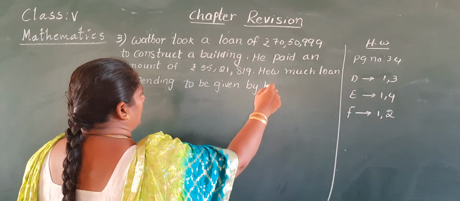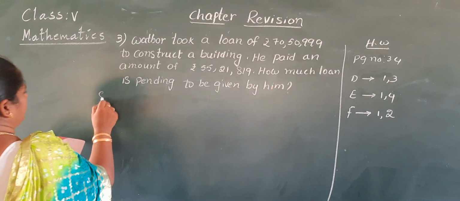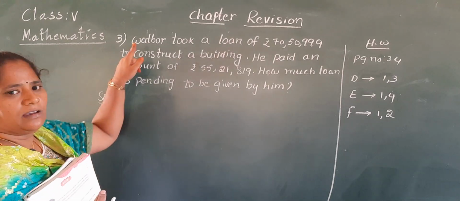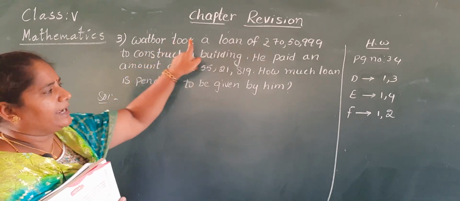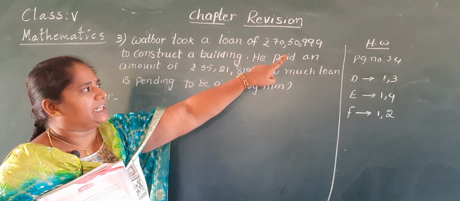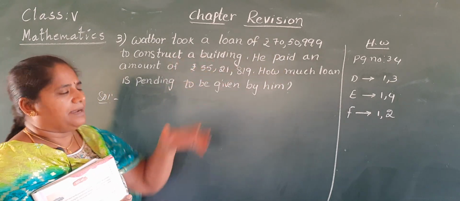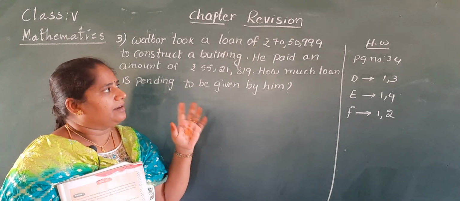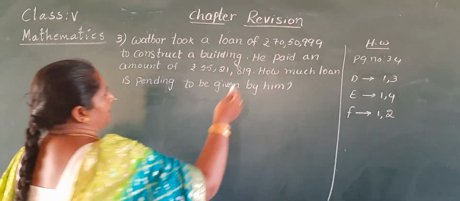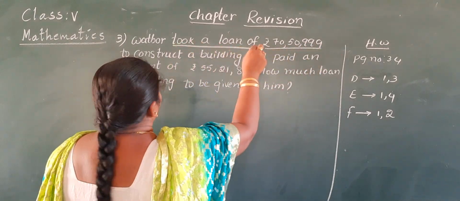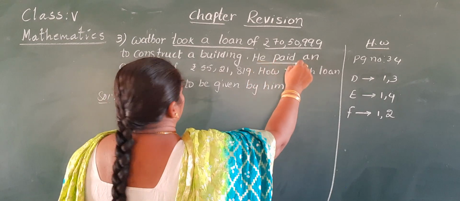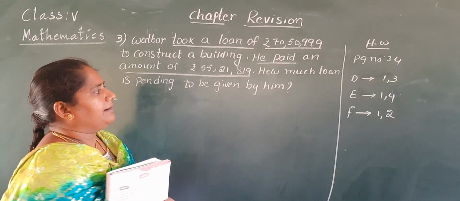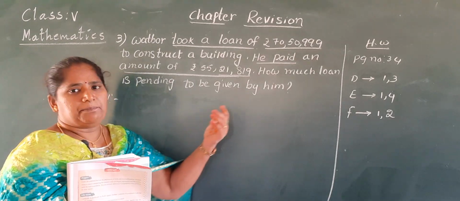This is the problem. I will explain this problem first. After we will write the steps. Note down in the classwork neatly, Nana. Who is he? Wartburg. So Wartburg took a loan of 70,50,999 to construct a building. He wanted to construct the building, so he taken the loan 70,50,999. Okay, now we have to underline that. He paid an amount of 55,21,819.